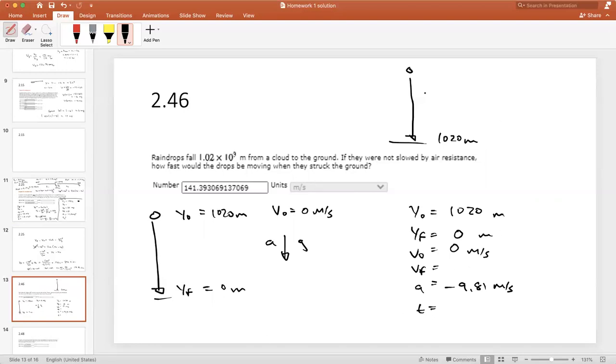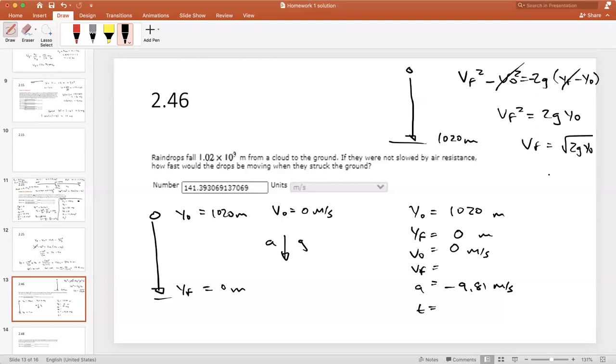I don't have time. The only thing I have without time is this equation with a minus G, Y final minus Y initial. My initial velocity was 0. My final height is 0. Those negative signs cancel each other. So I get V final squared is 2G Y naught. And V final is the square root of 2G Y naught. Square roots can be positive or negative. Do we take the positive or the negative? We take the negative because we know it's falling down from the picture.